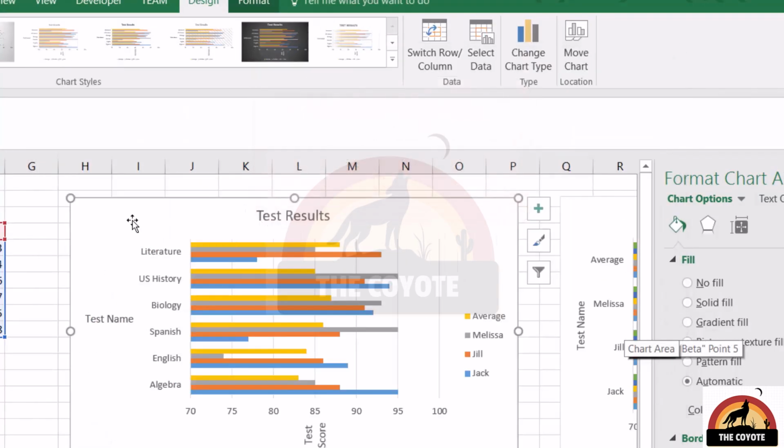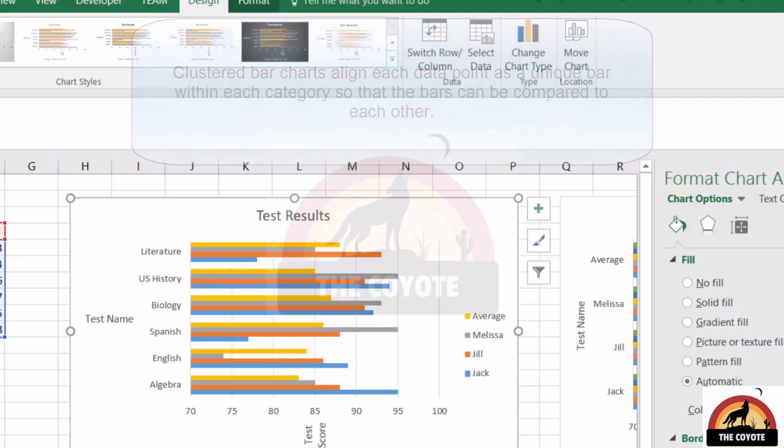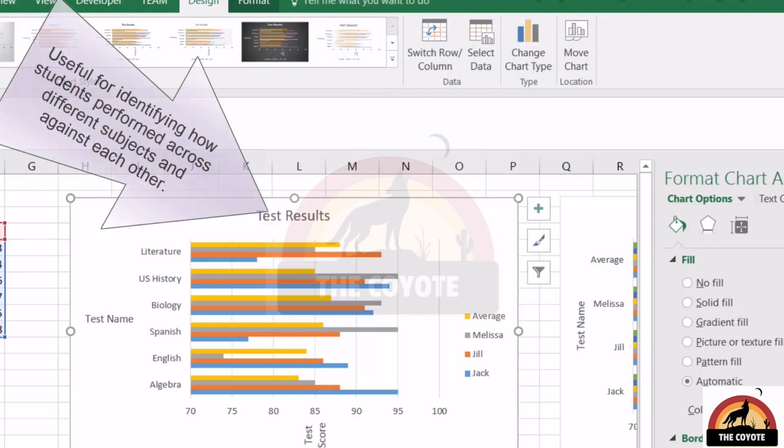The chart we're looking at right here is a clustered bar chart, and it simply lines each data series up next to each other. For comparison, this chart type is great for looking at how two different values that should be similar compare. For example, here I have test scores for 3 different students across 6 different exams, as well as the average for the class. You could place each of the 3 students as data series and use a clustered bar to compare how they've performed against each other and against that class average.